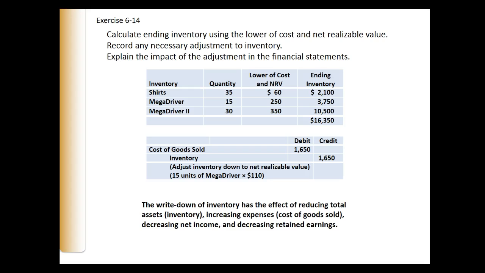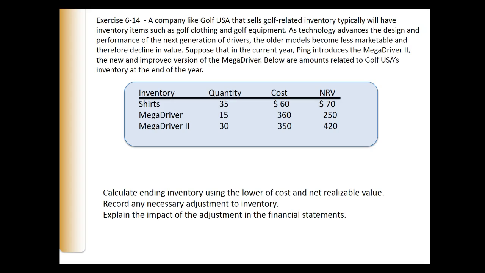So we take the shirts, 35 at 60 gives us 2,100. We have the Mega Driver, 15 at 250 gives us 3,750, and the Mega Driver 2, 30 at 350 gives us 10,500. So our ending inventory is 16,350.